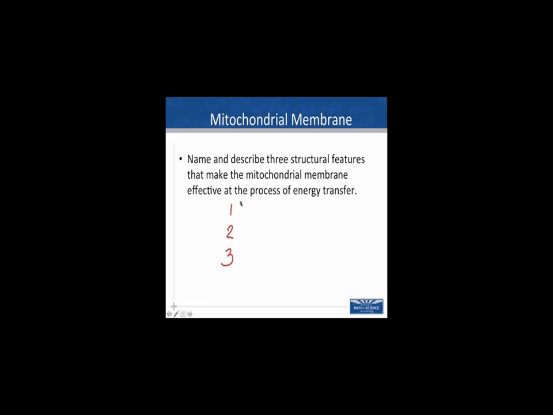1, this phospholipid membrane is impermeable to charged particles. Because it's impermeable, then those hydrogen ions will stockpile on one side of the membrane and they can't just leak back through or diffuse back through. So because it's got this phospholipid bilayer, it is impermeable to charged particles or to charged ions.